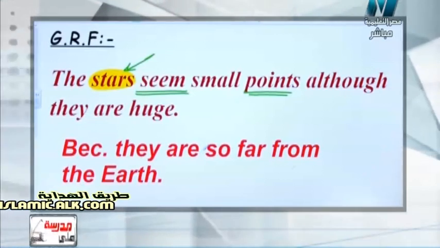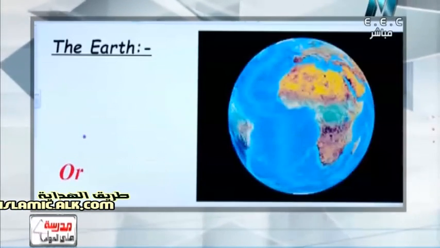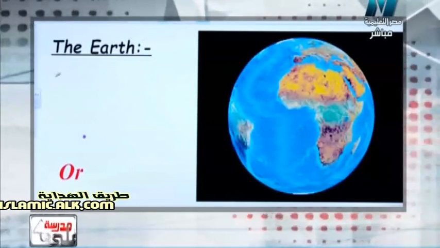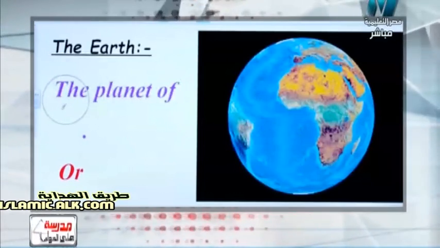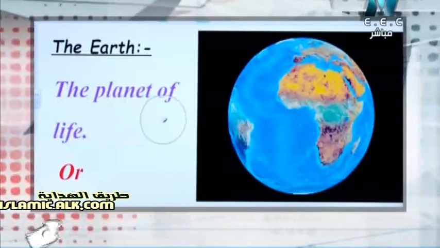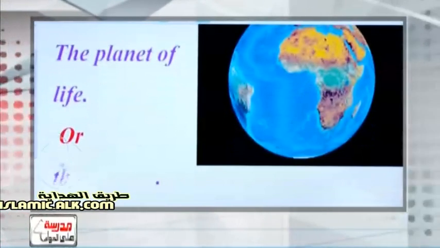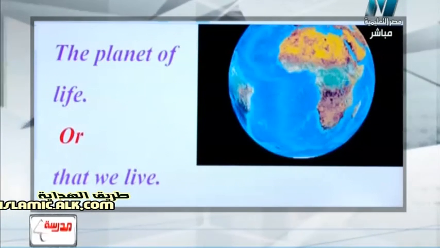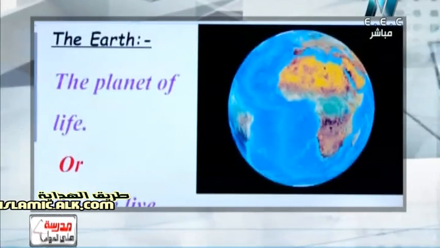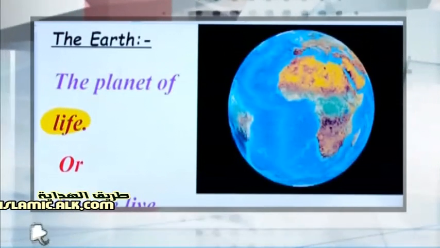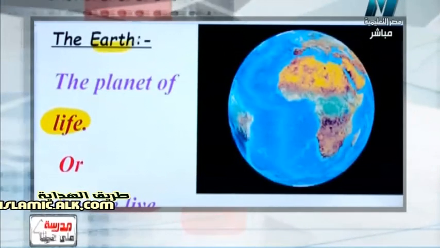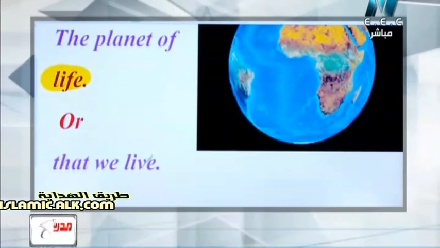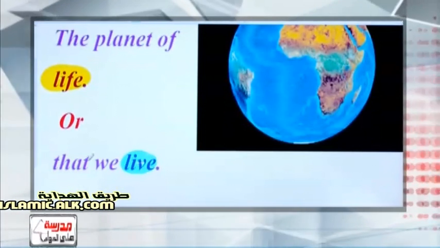We have another point in this lesson, dear students: to remember the earth or the planets. The planet of life, or one of the 8 planets rotating around the sun, or the planet that we live in. It can be asked as a scientific term: the planet of life. The only planet till now that contains life is Earth, and the planet that we live in is also the Earth.